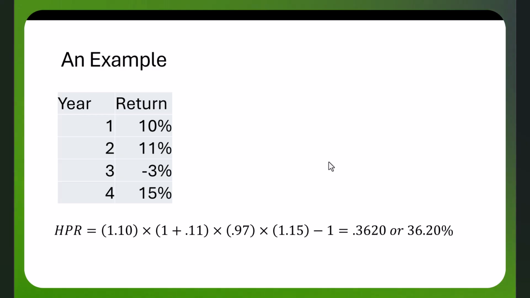So what does that mean? That means over this 4-year period, you've earned 36.2%. It's not an average. It's a total return over that time period. If you want the average, as I mentioned before, you want to compute the geometric average.